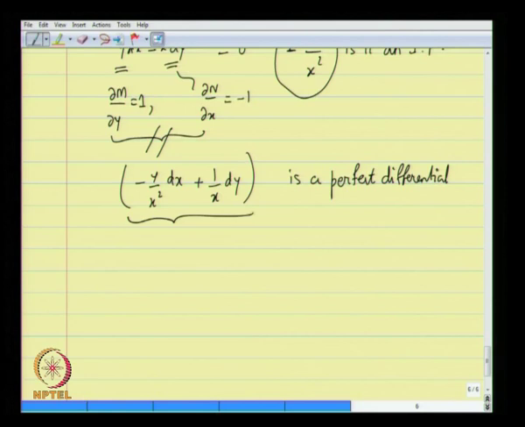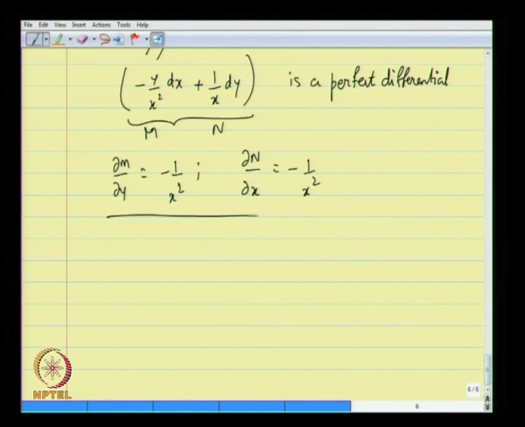This is easy to verify, because if this is m and this is n, dou m by dou y is minus 1 by x square, and dou n by dou x is again minus 1 by x square. So that is the integrating factor. Likewise, there are two other problems.